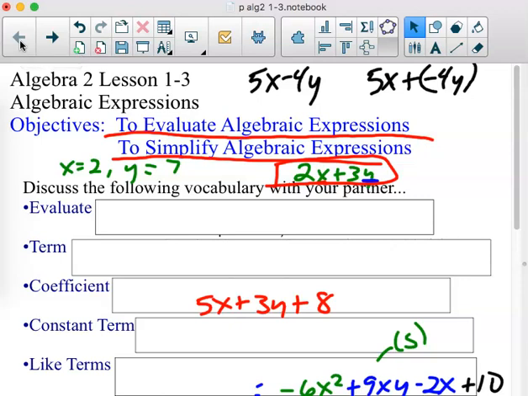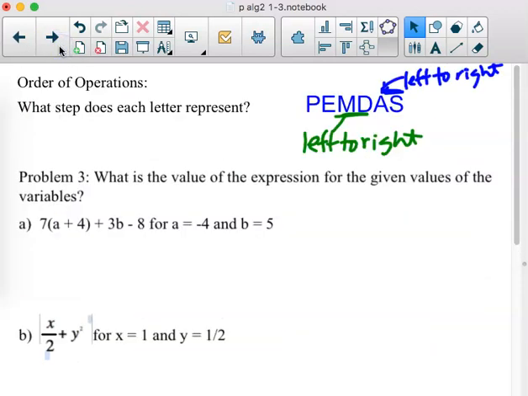What I've been doing is taking words and translating those into math, into algebra. So, problem 3 finally brings us to one of those objectives. We want to evaluate. Problem 3 says, what is the value of an expression for the given values of the variables? So, there's our algebraic expression. And then it says, for a equals -4 and b equals 5. Well, that means we're supposed to substitute -4 in for a anywhere that we see it. And we're also supposed to substitute 5 in for b anywhere that we see it.